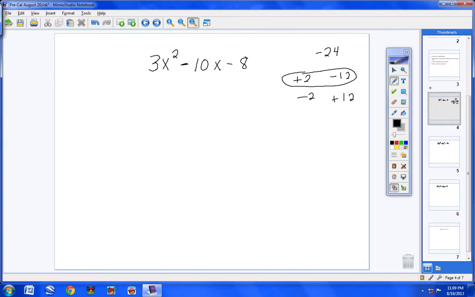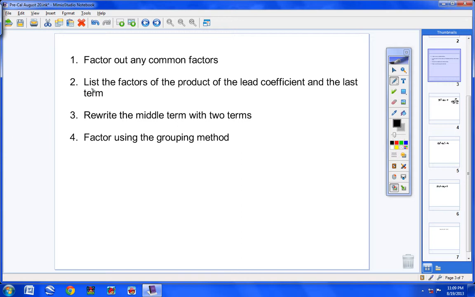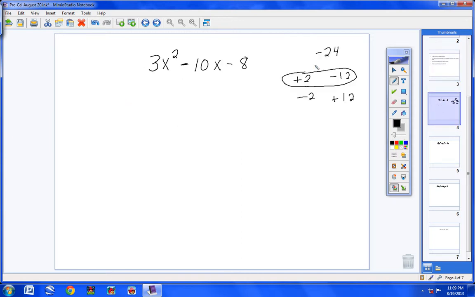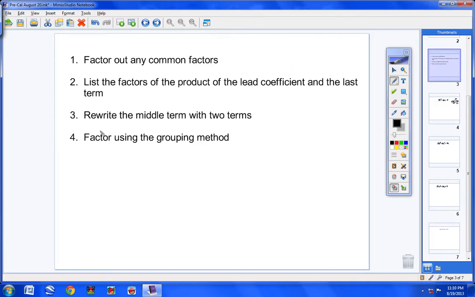Now, let's go back and look at our steps, shall we? Step 2, list the factors of the product of the lead coefficient and the last term. Pretend that we did that. Pretend I listed out 1 times 24, 2 times 12, yada, yada, all the way down, okay? Look what step 3 says. Rewrite the middle term. Do you see that? Rewrite the middle term with 2 terms.